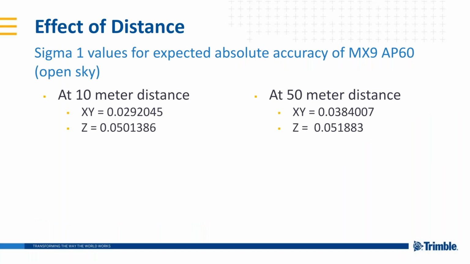So these are sigma 1 values for the expected absolute accuracy of MX9 with AP60 in open sky. At 10-meter distance, we would expect XY accuracy of roughly 3 centimeters and height accuracy of roughly 5 centimeters. And if the point we are measuring is 50 meters away instead of 10 meters, we could expect XY accuracy of a little bit below 4 centimeters, and the height value is actually not changing too much. There's only one millimeter difference in the height. So the distance actually is not a major factor in the accuracy.